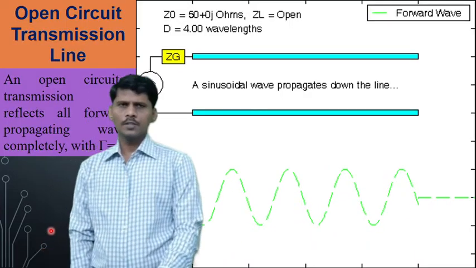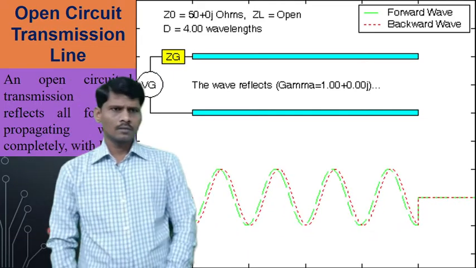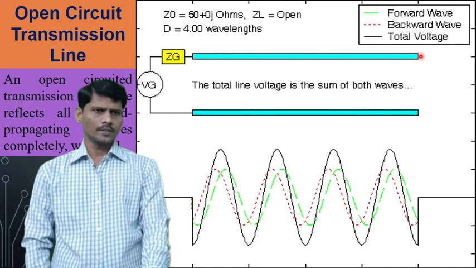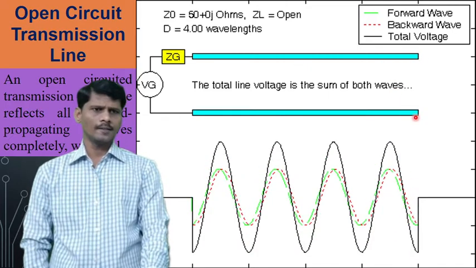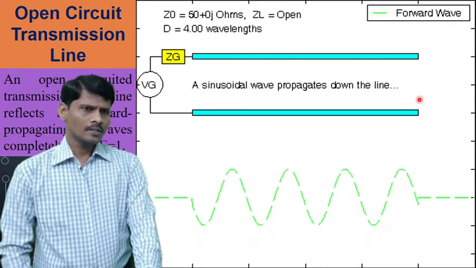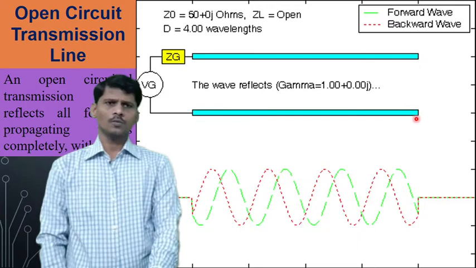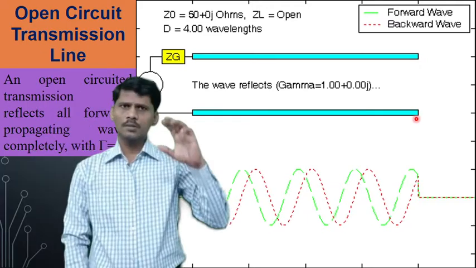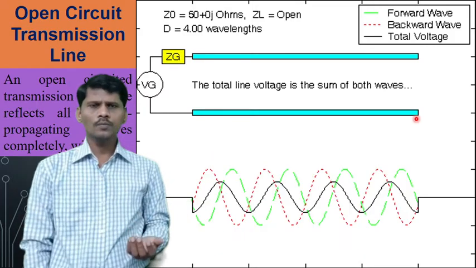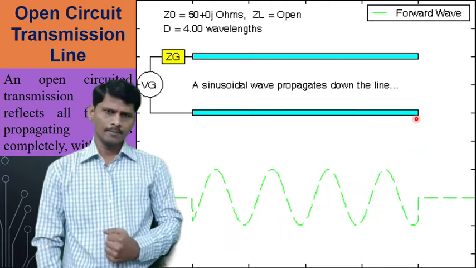And see the animation of the open circuited transmission line. The end of the transmission line is open circuited. This is the transmission line, the length of the transmission line is L, and this is the end of the transmission line. That end is open circuited. There is no current flow. If there is no current flow, hence the load impedance is equal to infinity.